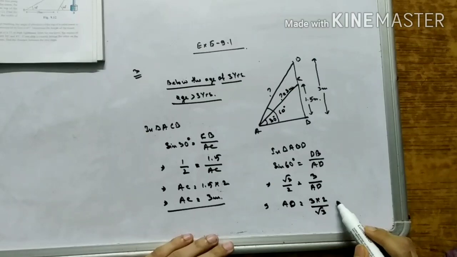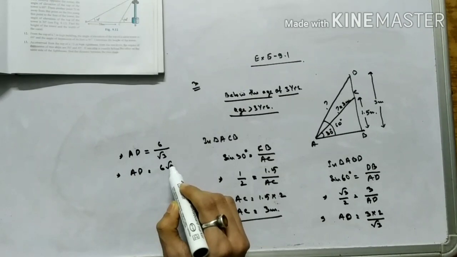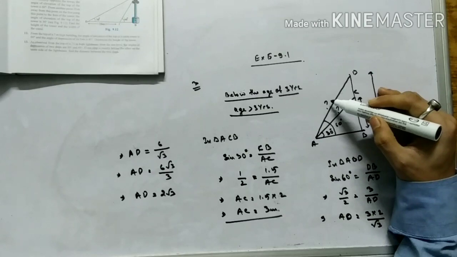So AD is equal to 6 by root 3. So AD is equal to 6 root 3 by 3. So AD is equal to 2 root 3. So AD is equal to 2 root 3 meter.